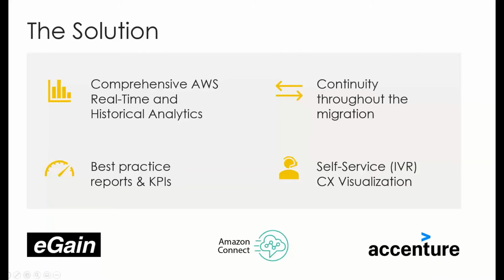So the solution, like I said, was a comprehensive real-time historical analytics that we migrated over that eGain was doing, right? So we had the core contact center, which was Amazon Connect. So the self-service IVR, all the CX visualizations, all of that we migrated over. We were able to keep all those real time.